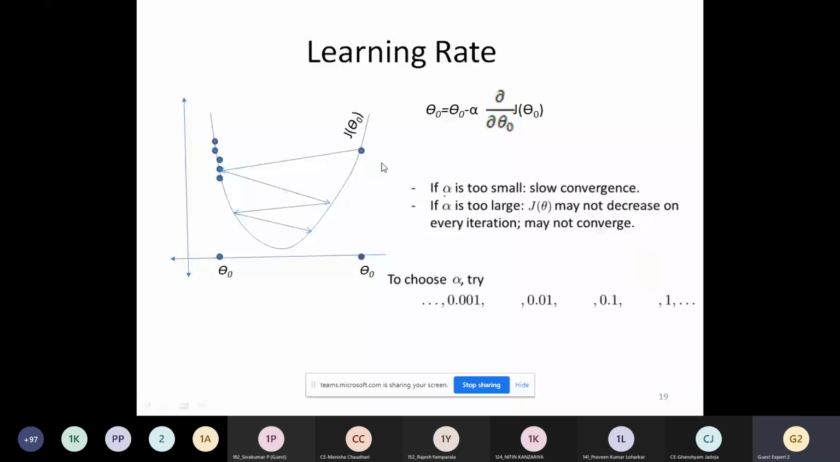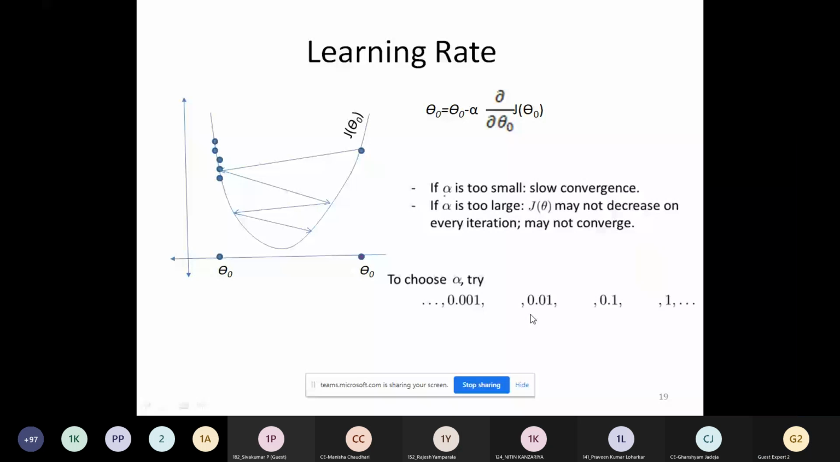Now if with 0.01 you do not find a decrease in cost after each iteration, you may choose alpha equal to 0.001. With alpha equal to 0.001, if you find a decrease in cost after each iteration, then that is the right choice for you. So you have to choose alpha in such a way that after each iteration the cost function is reduced. If it is not reducing, that means there is a problem with your alpha.